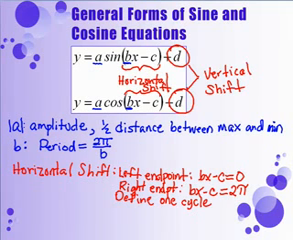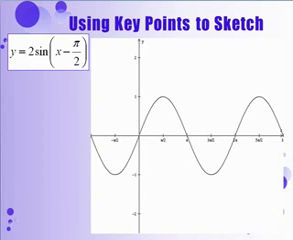Okay, let's try an example. So we're going to graph 2 sine of (x minus pi over 2). Well, first of all, we have an amplitude of 2.